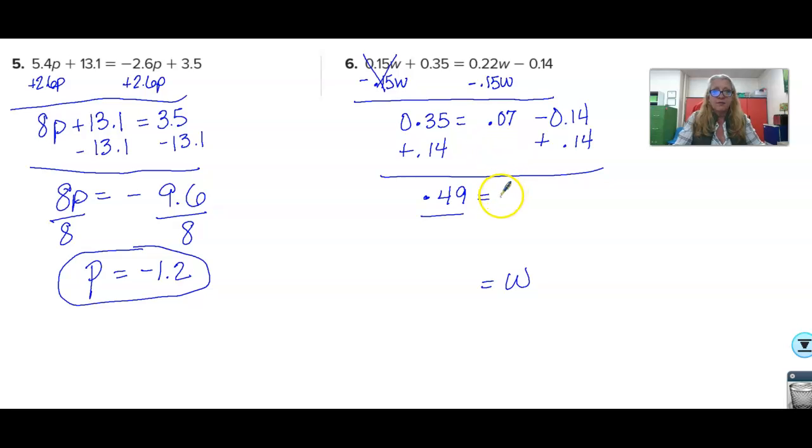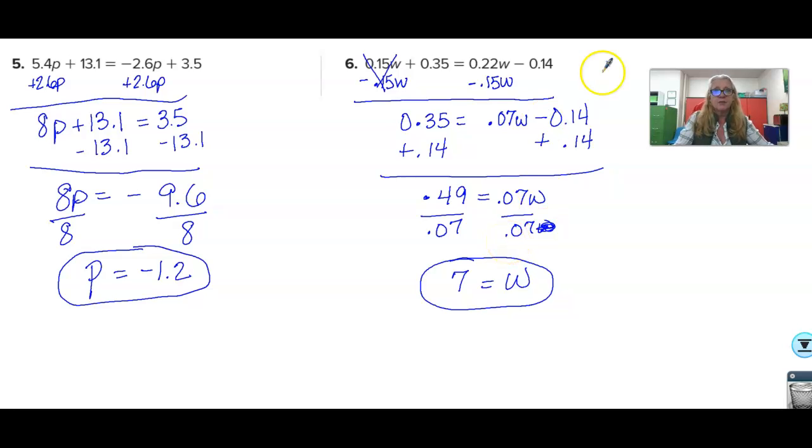All right, and so then we would have 0.07w, and then I would divide this side by 0.07 and this side by 0.07, and 0.49 divided by 0.07 is 7. That worked out much better. I knew I had to have done something wrong. That's good practice, though. One of the problems at the end asks us to find a mistake in it. And that's a common mistake. I subtracted from this side, but I forgot to subtract from this side. So be careful of that.